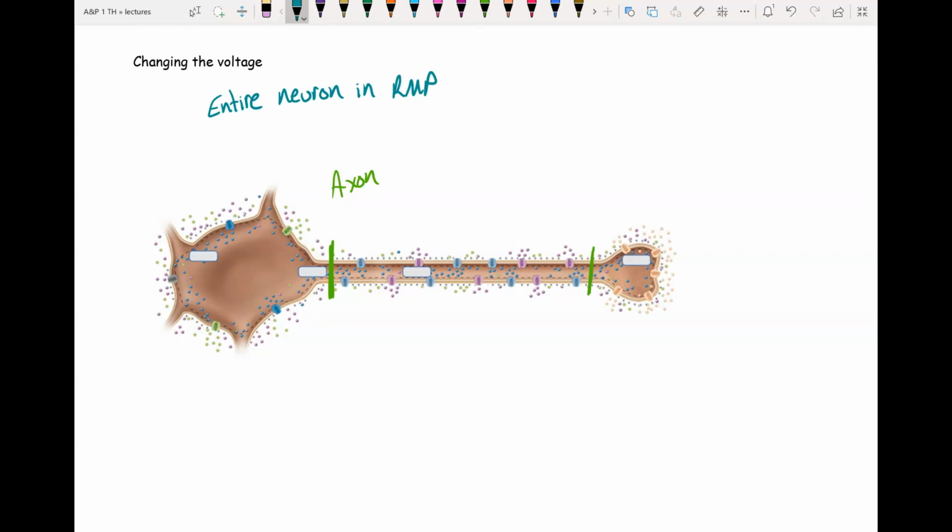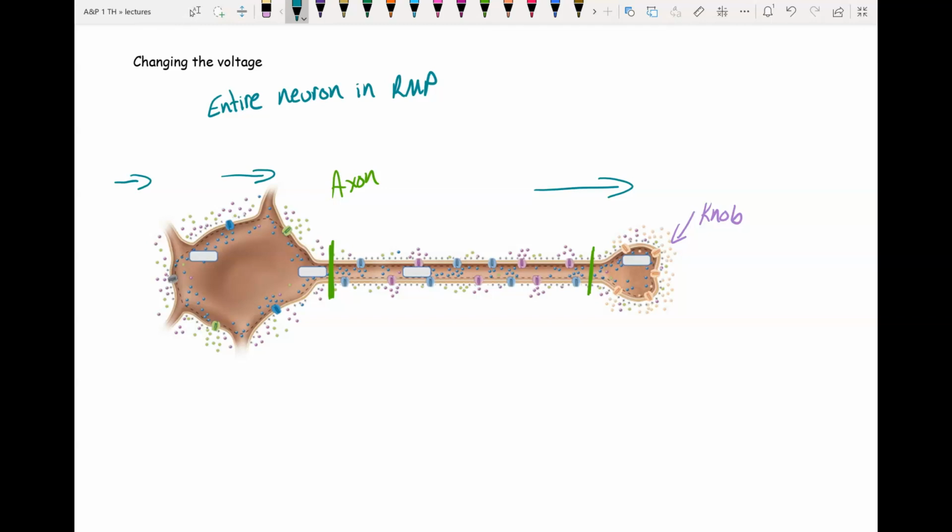Now remember, a signal starts up here at the dendrites and cell body, and it moves through the axon, and then down to the telodendria, and then this last part is the synaptic knob. We eventually will learn what happens in each of these parts. But right now, we're going to see what happens in the axon.